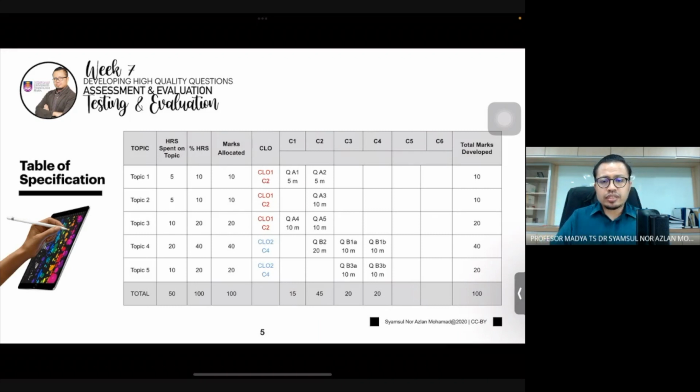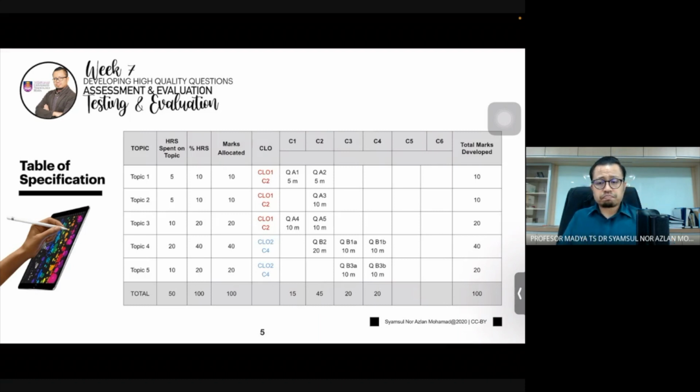So you can see the table is a very simple one. And I do believe that most schools or even universities have their own table of specification. But in this video, I just want to tell you the important elements of a table of specification, meaning the things that should be included in it. So if you can see here in this table, you can see the topic, the hours of time span, and also the mark allocation.